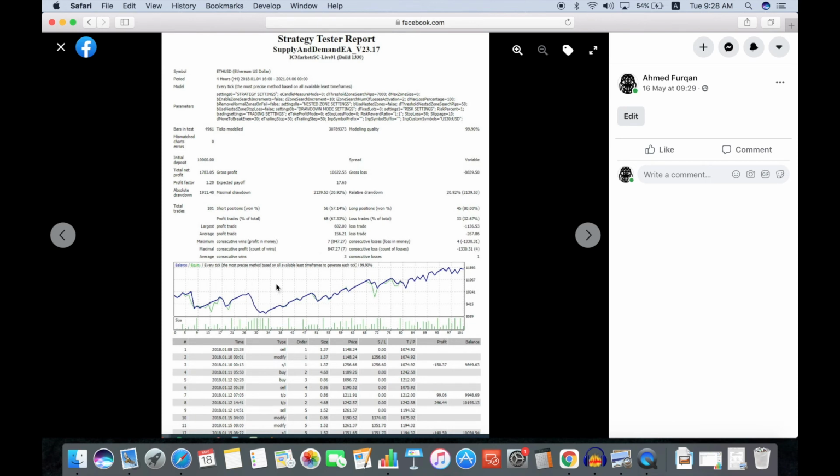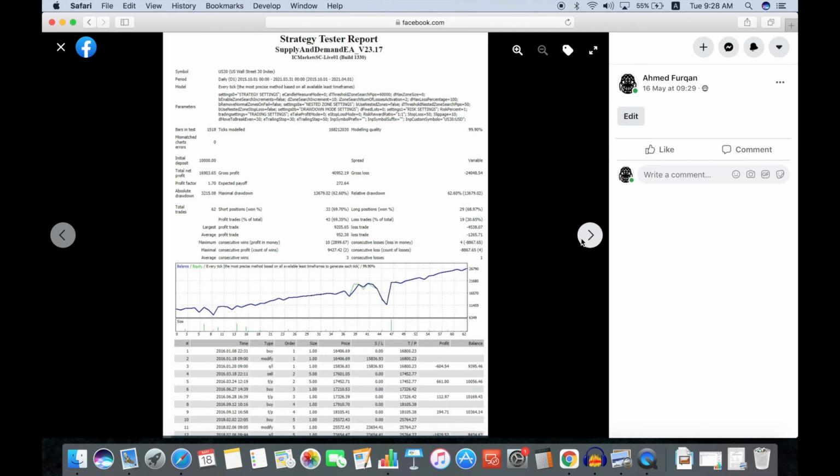All right, but you can see the maximum drawdown was 21%, and the total profit was pretty decent, around 18% since 2018. The problem is that I do not have any tick data on IC Markets for Ethereum before 2018. So we have to run it on a live account only.